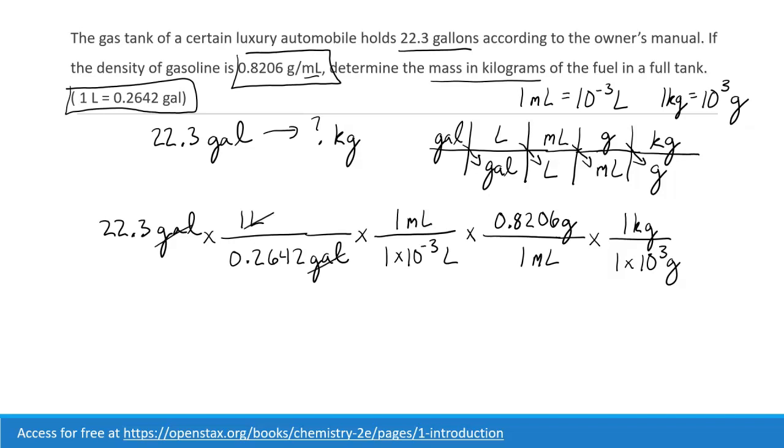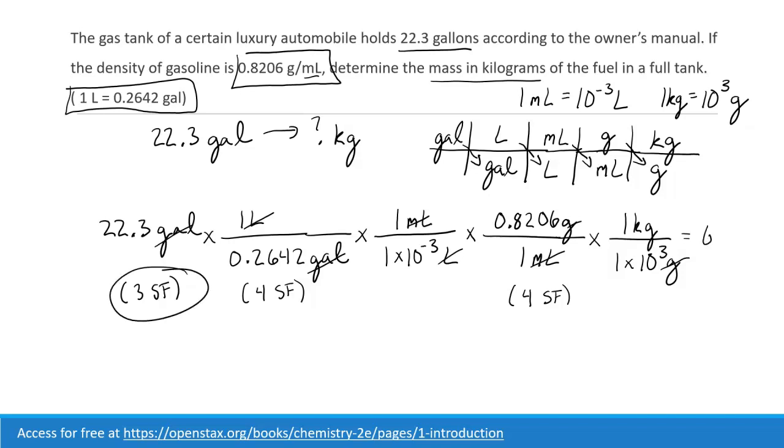Again, all of my units should cancel, except for my units of kilograms. The final answer, based on the number of sig figs, the given information had 3 sig figs, the density had 4, and the gallons to liters also had 4. Everything else is exact, so our answer should be 3 sig figs based off the least. 69.3 kilograms.